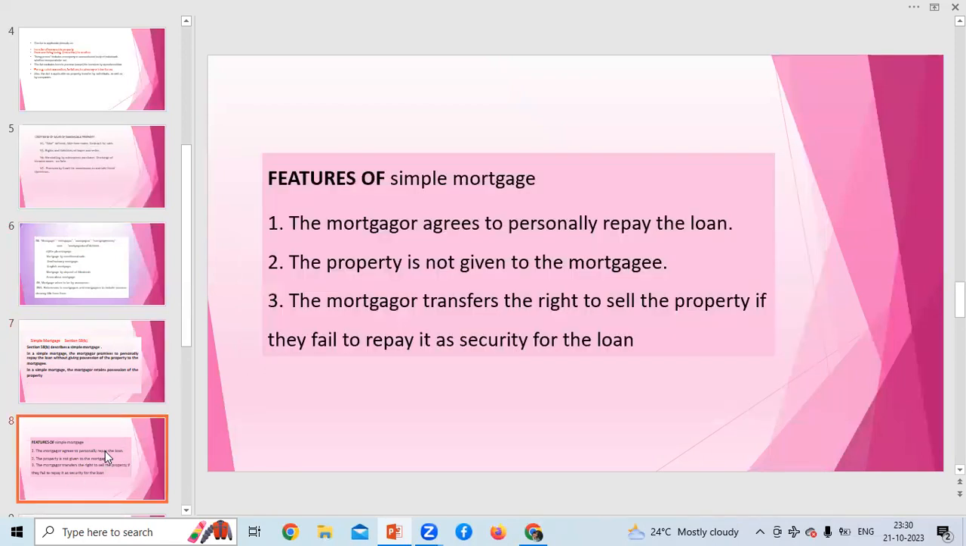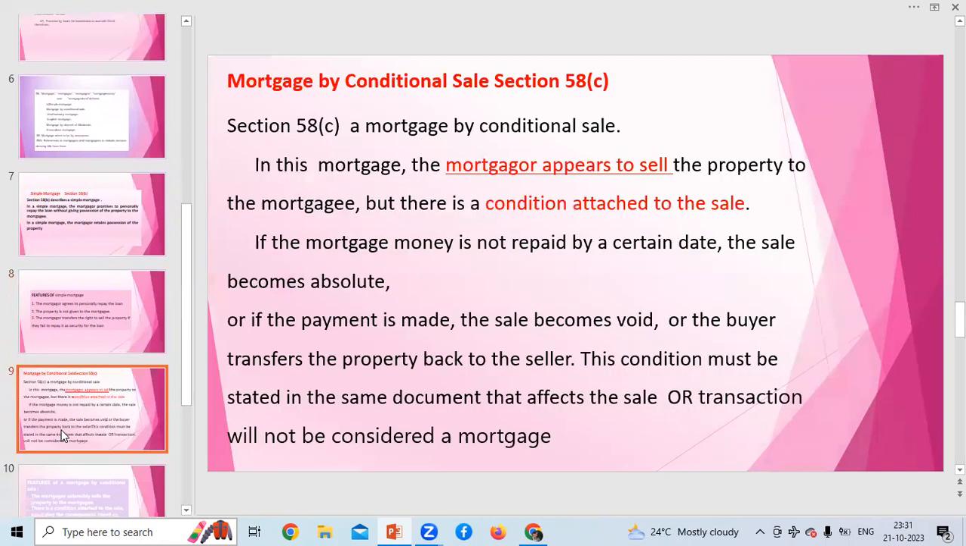Feature of simple mortgage. What is the feature of simple mortgage? The mortgagor agrees to personally repay the loan. The property is not given to the mortgagee. Please remember this. The property remains with the mortgagor, who is the owner of the title. The mortgagor transfers the right to sell the property, if they fail to repay, as a security for the loan. So if the mortgagor does not pay the amount of loan, the mortgagee has the right to sell the property. Of course, he has to go to the courts for an order.